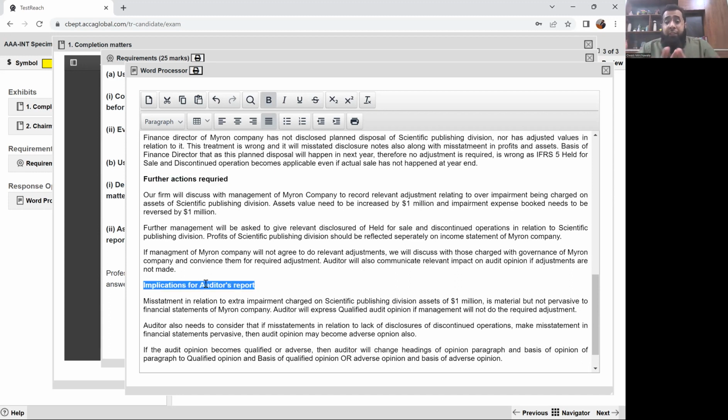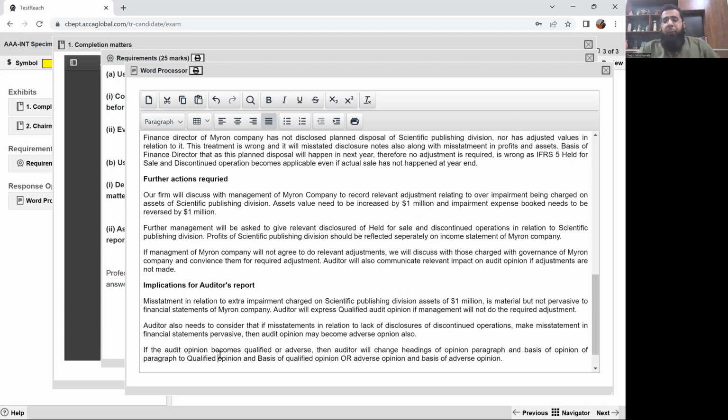So apparently the answer which we have drafted is worth more than 10 marks. We went into much more detailed matters to be considered. So if someone skipped a few matters, he can still get the complete 10 marks, because for each action you get 1 mark, and for each implication for the audit report, you get 1 mark. I hope that you are understanding.